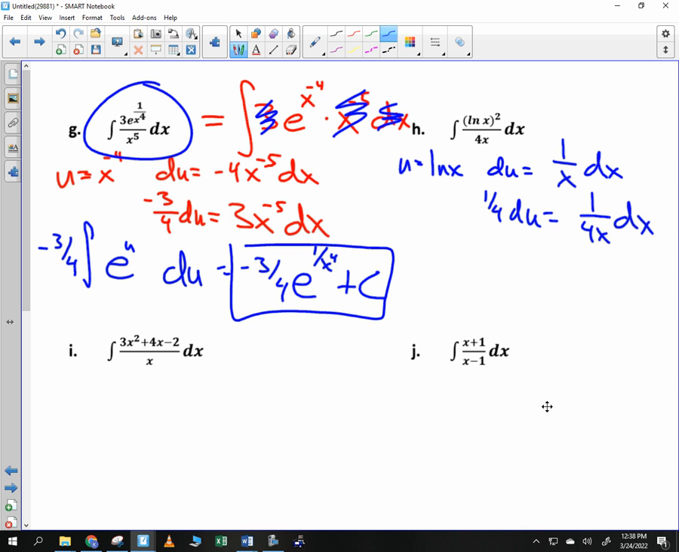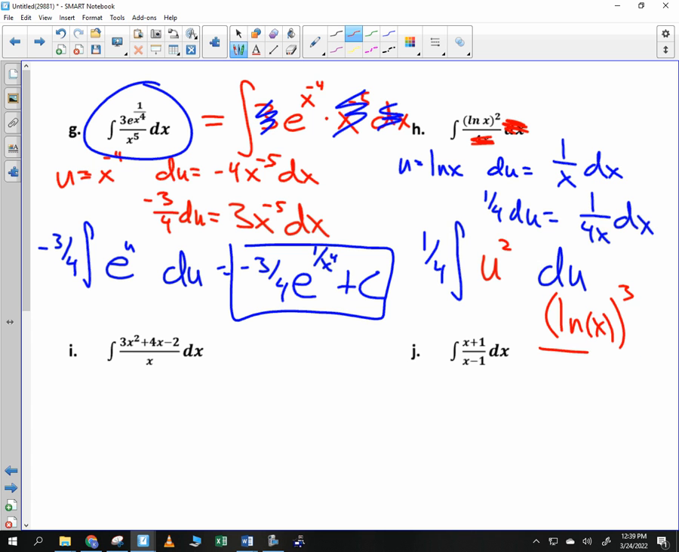All right, so I've got 1/4 integral du, what do I get rid of? Yep, 4x in the denominator dx, and instead of natural log I have u squared. What's the antiderivative of u squared? U cubed over 3, so this is going to be u cubed over 12, or natural log of x cubed over 12 plus a constant.